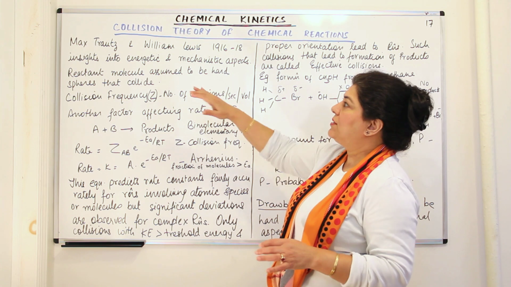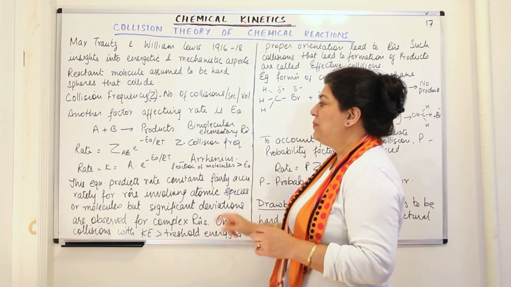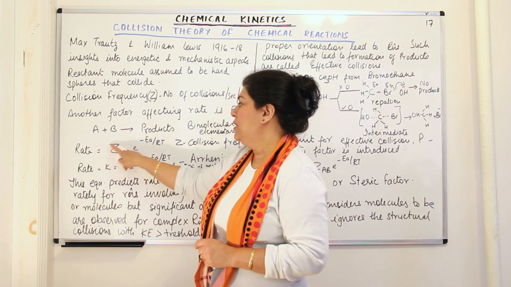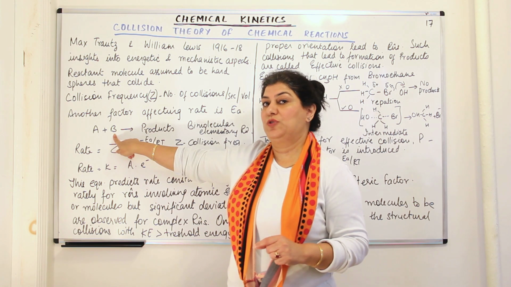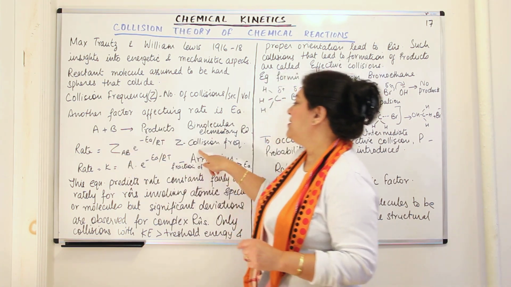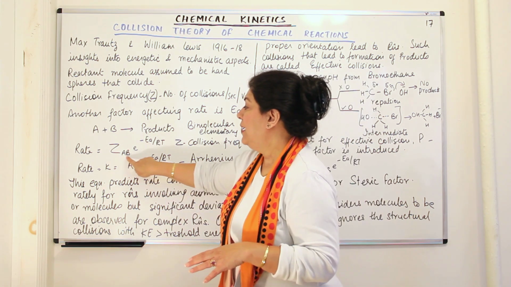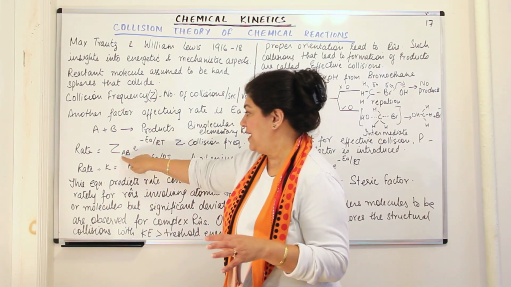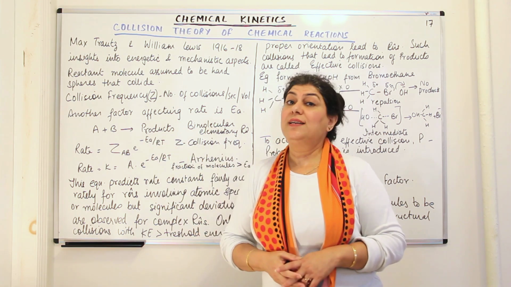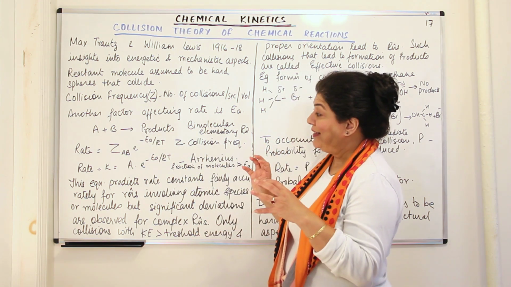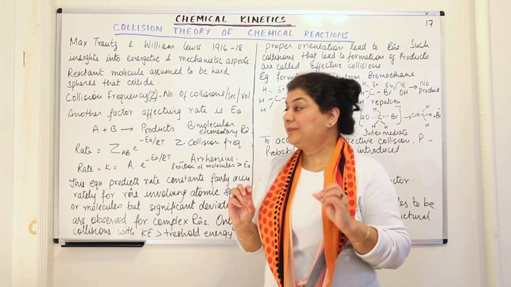According to Max Trautz and William Lewis, how did they give the expression? The expression they gave for rate was equal to Z_AB, where A and B are the molecules of the reactants and Z is the collision frequency, the collision frequency of the molecules of the reactants A and B, into e to the power of minus Ea upon RT. Now if you carefully look at this, this is very similar to the Arrhenius equation.